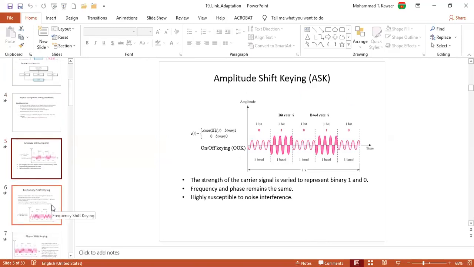Your zeros and ones, you covered these things before, right? ASK, FSK, PSK. Guys, were these things covered before? Yes, sir. Okay, very good.